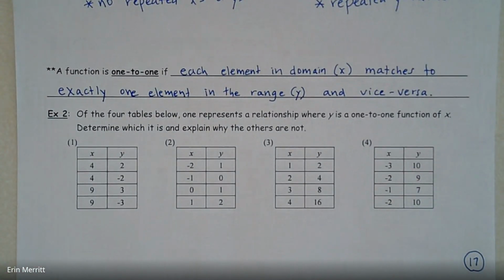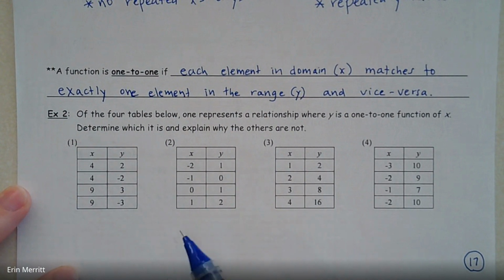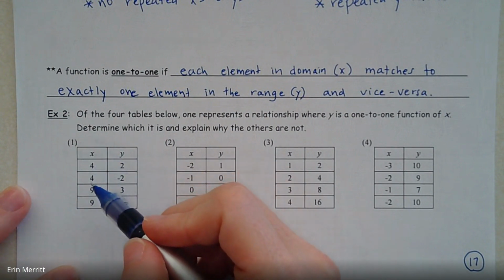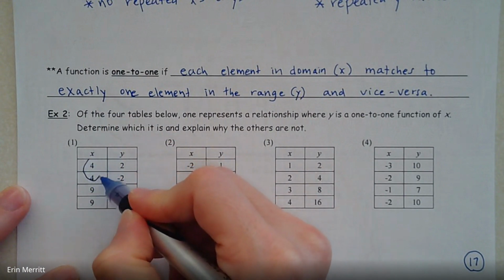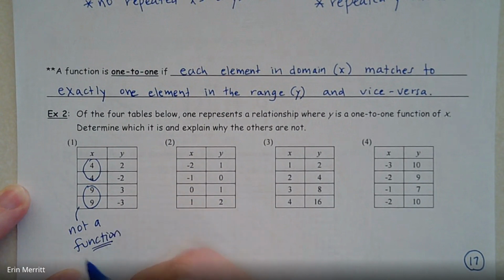Saying you've got 4 tables given below. One represents a relationship where y is a one-to-one function of x. Determine which one it is and explain why the others are not. So if we just go one at a time, if we're looking at this first guy here, we're looking for no repetition. So the fact that the x's repeat here for 4s and for 9s, even though the y's don't, means this isn't even a function. If it's not a function, then we definitely can't classify it as a one-to-one function because it's got to be a function first.